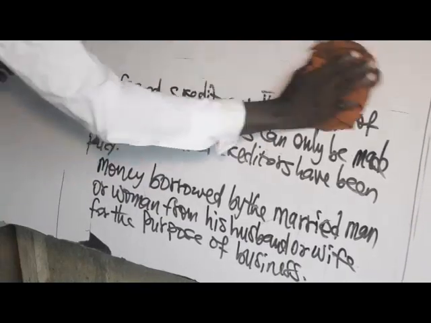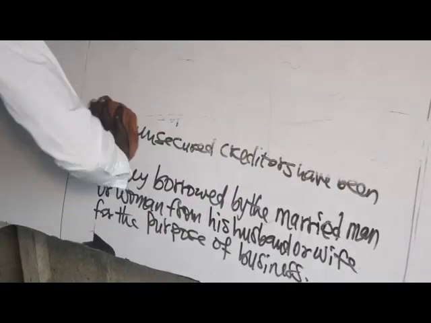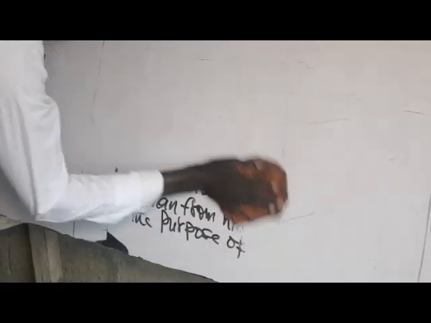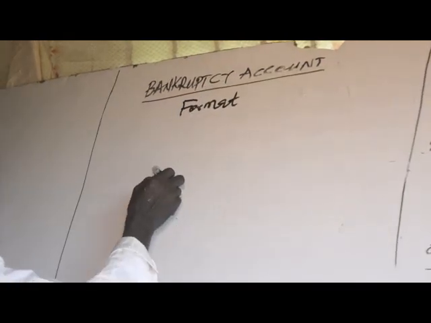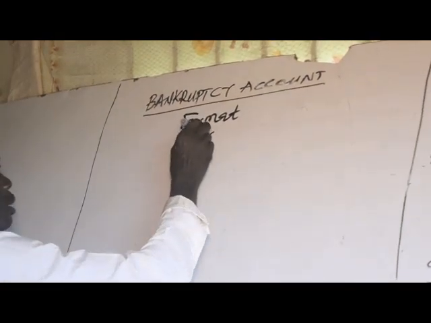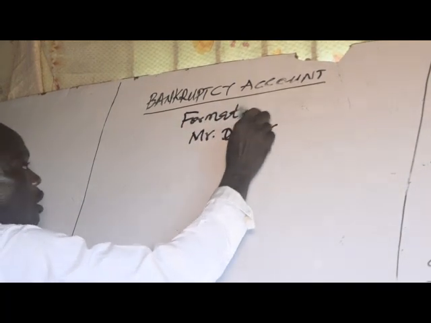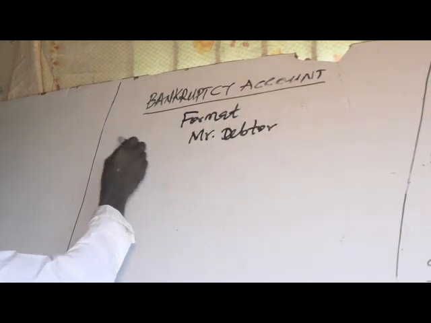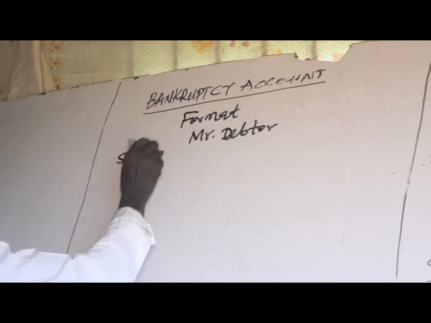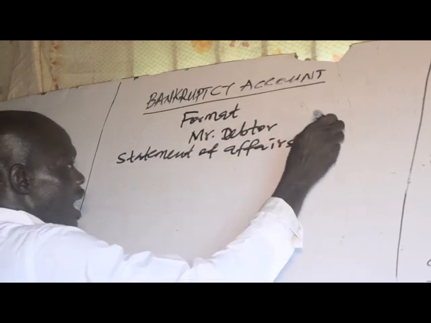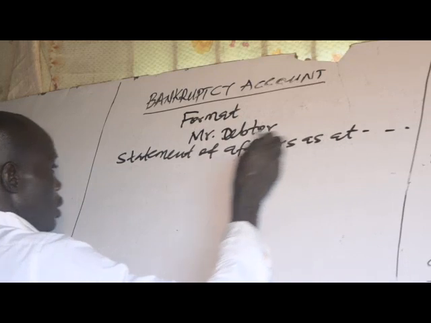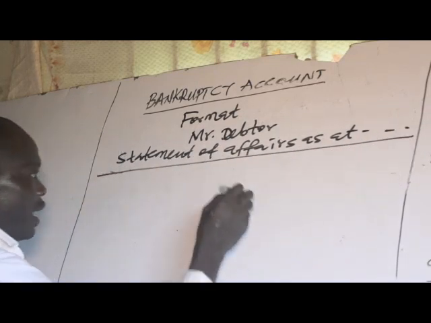Having considered the classes of creditors on bankruptcy, I therefore want to consider the format for preparing the statement of affairs. So now let us assume you have Mr. Debtor as the name of the bankrupt. Then you have statement of affairs as at, the date will be specified.